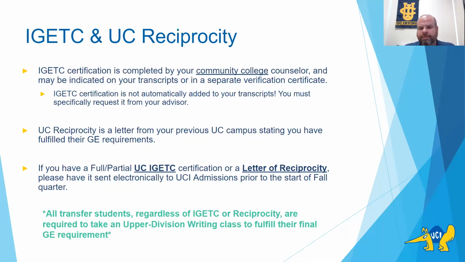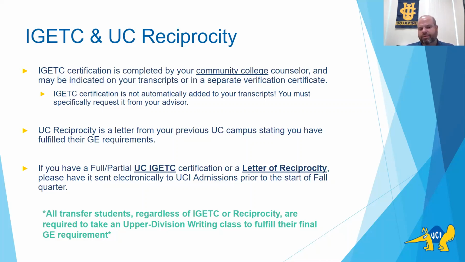All right, and then UC reciprocity, same kind of thing: we would need an official letter sent from the UC campus that you're transferring from, saying that you've completed their GE requirements. Both of these documents, whether it's UCI GETC, full or partial, or a letter of reciprocity, have to be sent officially, electronically, to UCI admissions prior to the start of the fall quarter. So you have some time because we don't start our fall quarter until the end of September, but it does take time to get these certifications completed for certain colleges, and everyone does it differently. So make sure you request that as soon as possible so we can confirm that you've completed either UCI GETC or UC reciprocity.